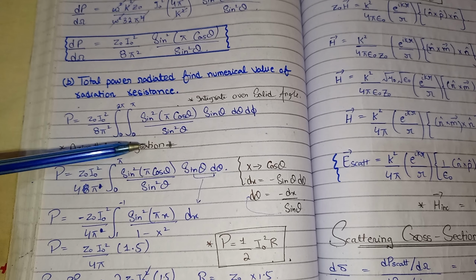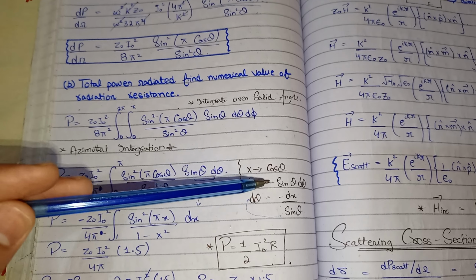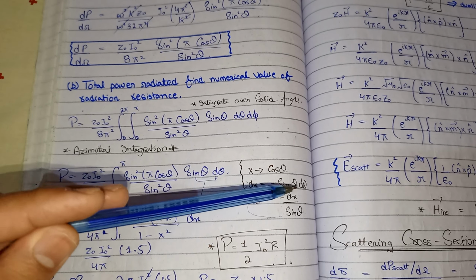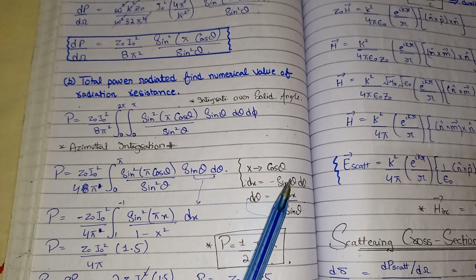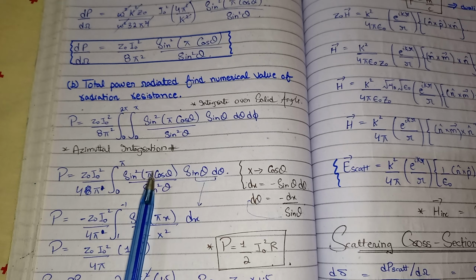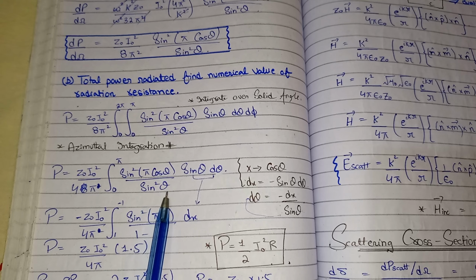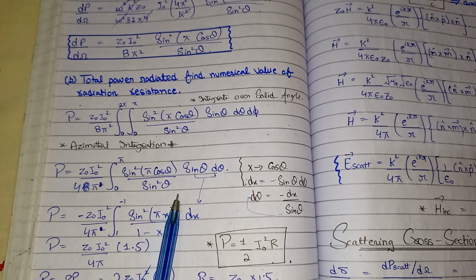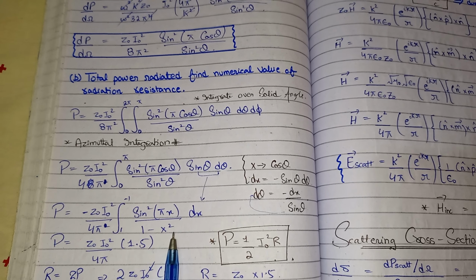Now you have to let this cos of theta be x. So dx becomes minus sine of theta d theta. Here you can see sine of theta d theta, so sine of theta d theta equals minus dx. So the minus comes outside, and this is x, and sine square theta, you know, is 1 minus cos square theta, and cos is basically x, so it becomes 1 minus x square.